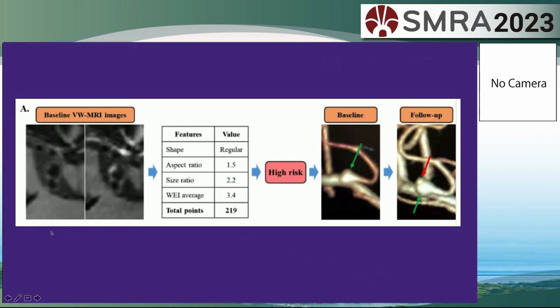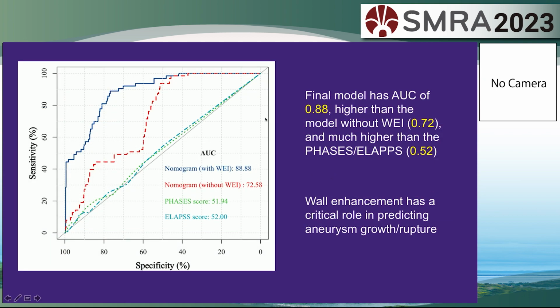And here is a case. For example, at baseline we see some focal enhancement, and we get these values. Using the nomogram model, we got the total points, and we classified it as high risk. During follow-up on CTA, we can see there is a significant growth here. We compared the model with all the features and also with the vessel wall imaging feature removed. It dropped from 88% to 72%, which is very significant, and the clinical score really doesn't work. So similarly, we found wall enhancement has a critical role in predicting aneurysm growth or rupture.